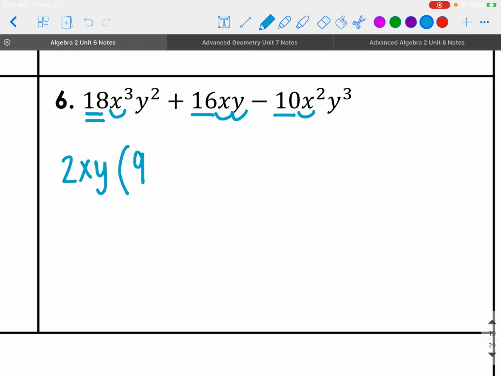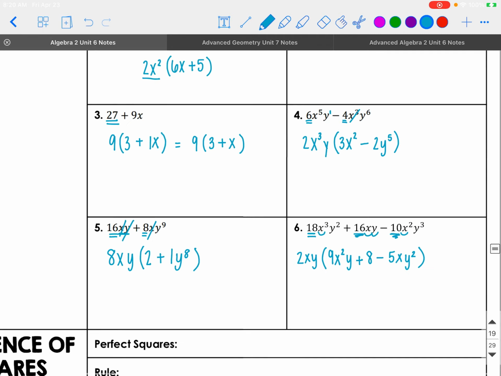So then 18 divided by 2 is 9. He has 2 x's left and a y left. 16 divided by 2 is 8. And I took all of his x's and y's. Minus 10 divided by 2, that was 5. And he has 1 x and 2 y's left.